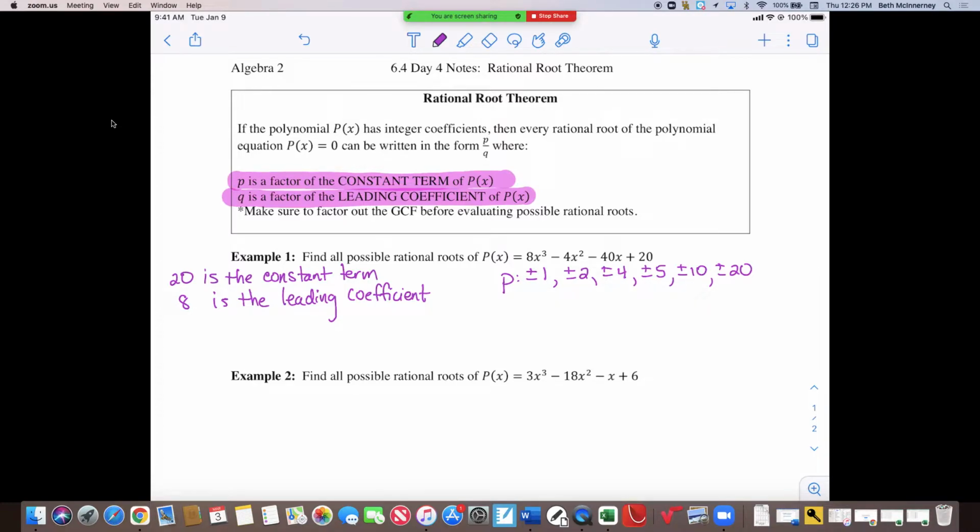Let me go over that one more time. P is a list of all the factors of the constant term. So 1 times 20, negative 1 times negative 20. 2 times 10, negative 2 times negative 10. 4 times 5, and negative 4 times negative 5. I could have any combination of those. So now, if Q is 8, can you come up with the list of factors using the plus or minus? I'll give you about a 30-second head start on me. What would be all the possible factors of 8?